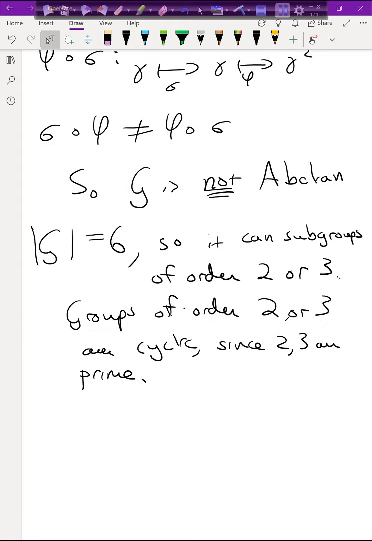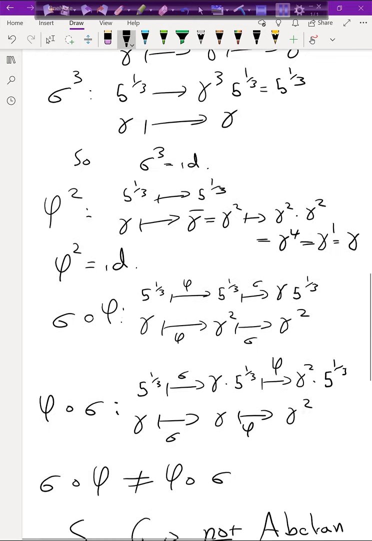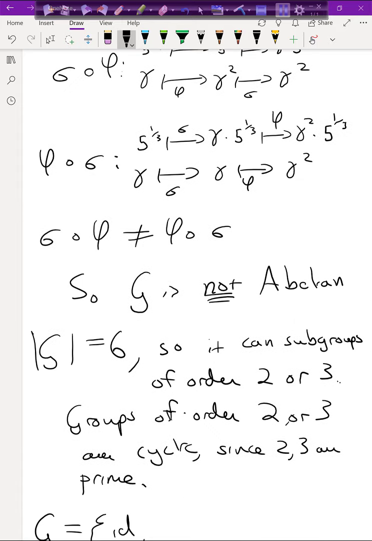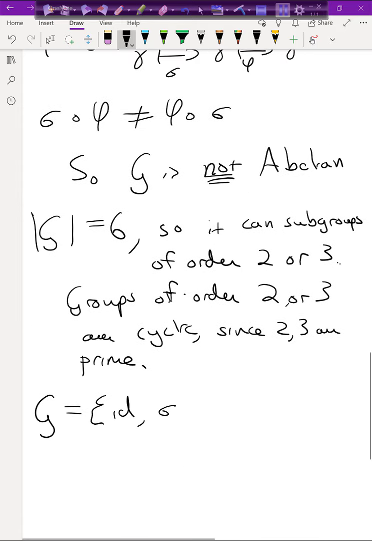Okay, so I think we can actually write down all the different elements of G in terms of our generators. So we always have the identity in any group. Then we have sigma. We have sigma squared. Sigma cubed will just get us back to the identity again, so we don't need to write that down. We have phi. Phi squared would just get us back to the identity again, so we don't need to write that down. We have sigma composed with phi, and phi composed with sigma. And this is all the elements of the group, because we know we have to have 6, because that's the size of the extension.